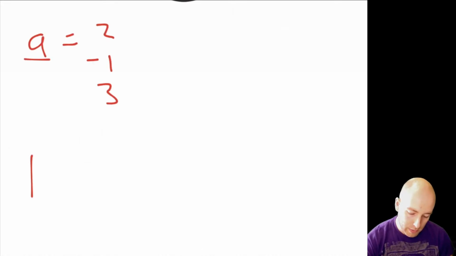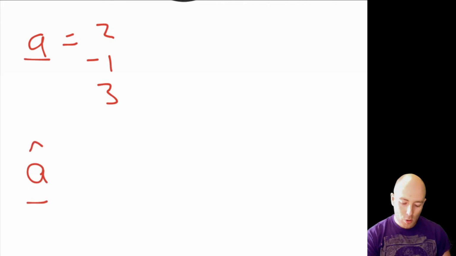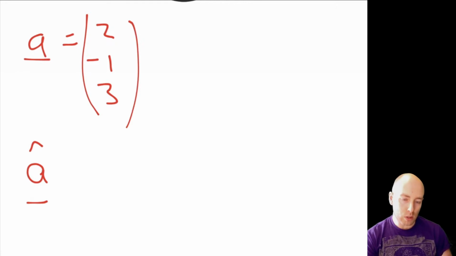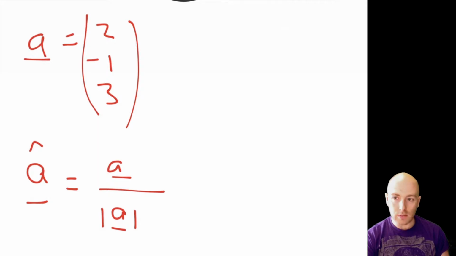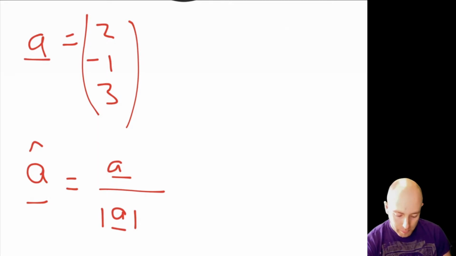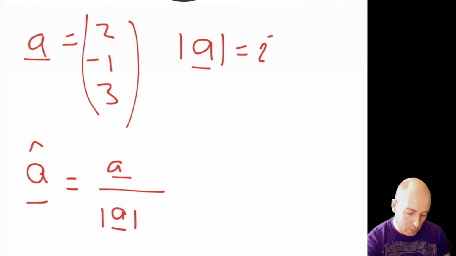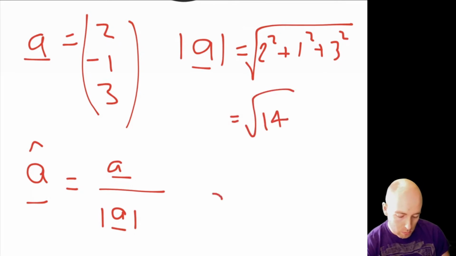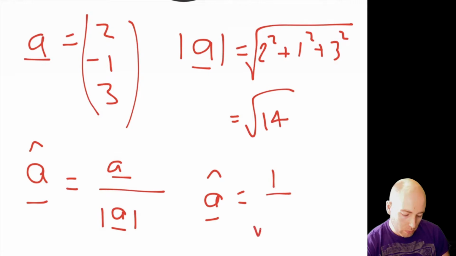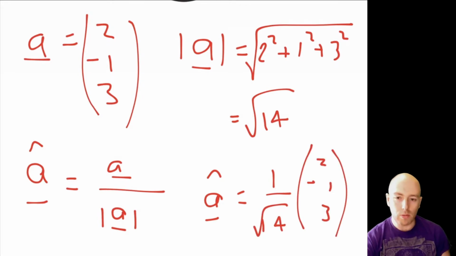If I want to find unit vector A, which we notate by putting a hat on A, we need to force A to have a size of 1. So we're going to do A divided by the size of A. If you find the size of A, that's going to be 2 squared plus 1 squared plus 3 squared, which is root 14. So unit vector A is 1 over root 14, times (2, minus 1, 3).